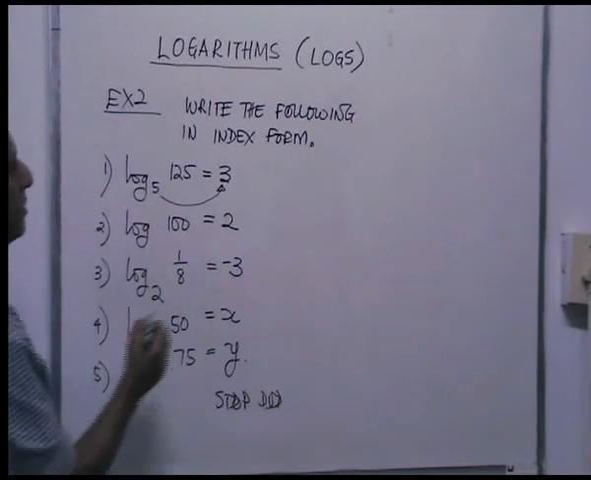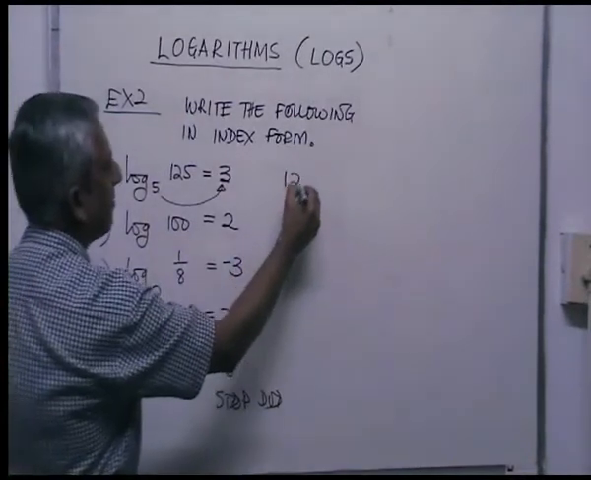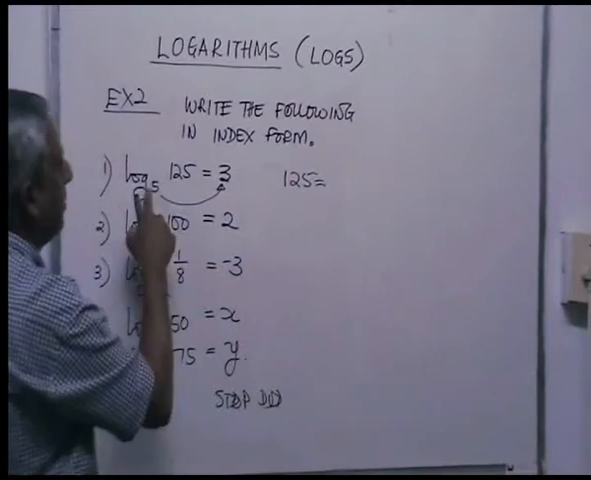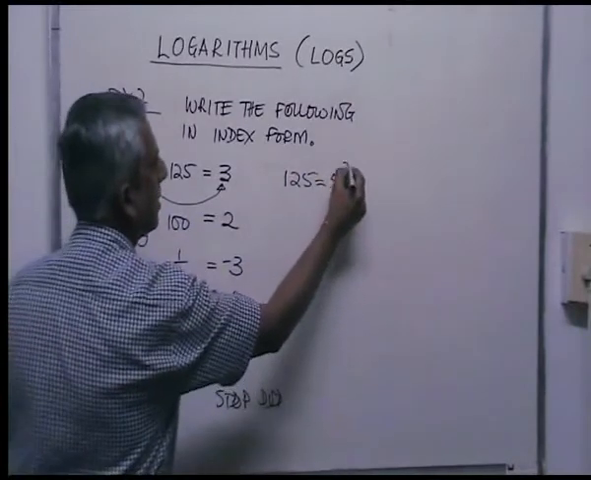will be to do that. So the log, so 125 is equal to 5 cubed.